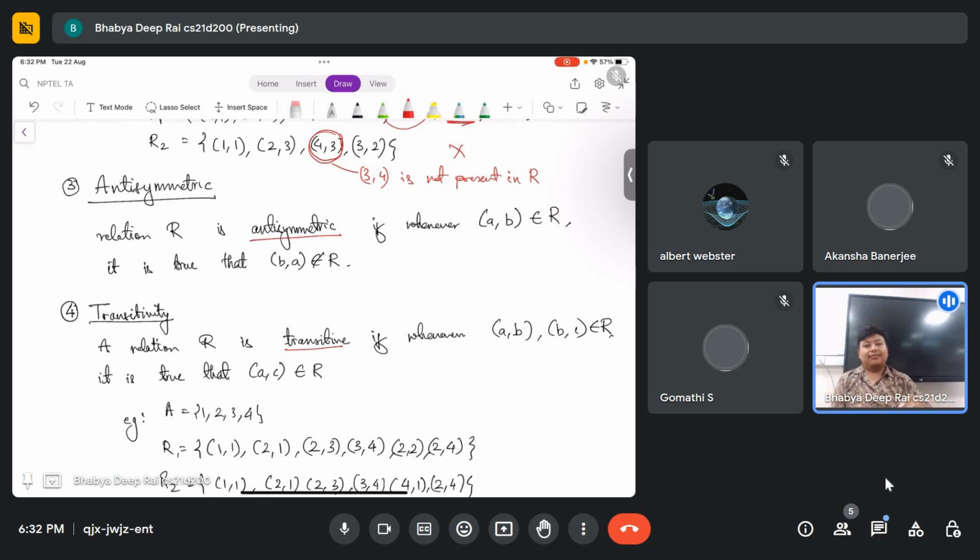Antisymmetric. Now this doesn't need much of an introduction because antisymmetric is like the opposite of symmetric. That is, it is antisymmetric if whenever (A, B) is in R, it is true that (B, A) is not in R. So far it's good. This is what is meant by antisymmetric.